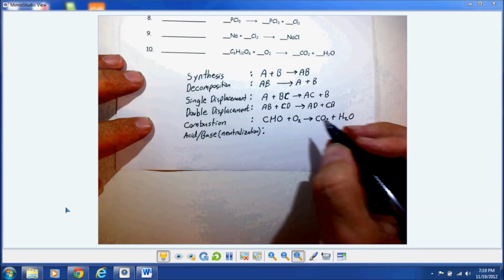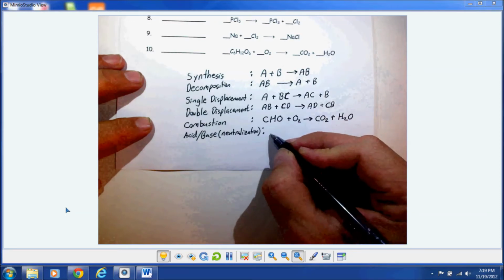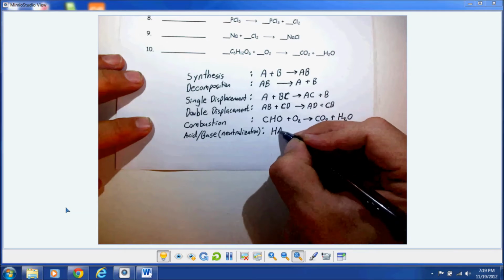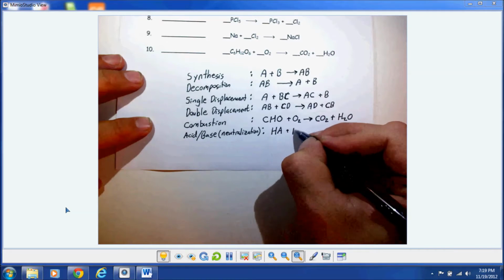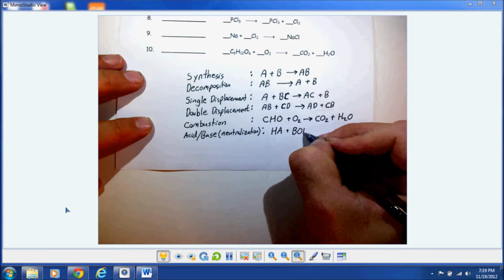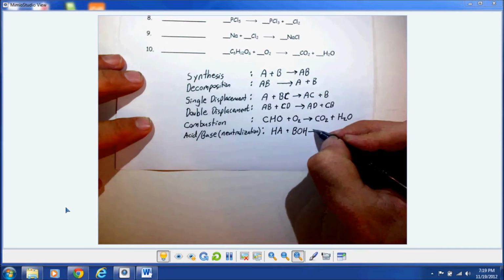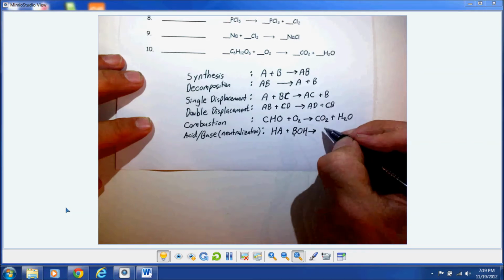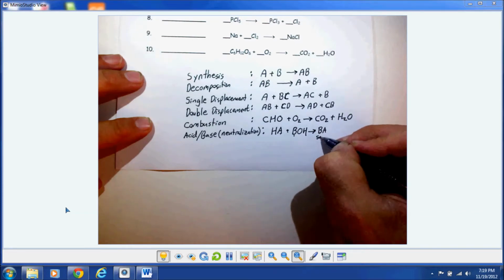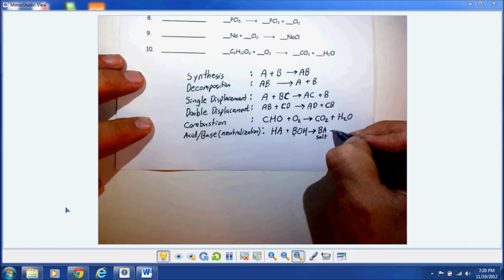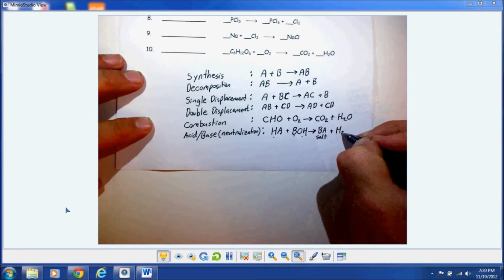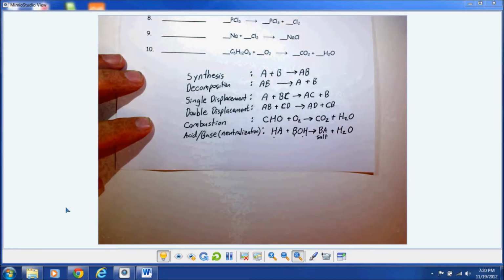And in the last reaction, an acid-base reaction, or neutralization, we have an acid, which I'll just call HA, plus some base, which I'll call BOH, and they react to form a salt of the acid with the metal in the base. So this is a salt of some kind, and the H and the OH combine to form HOH, otherwise known as H2O.